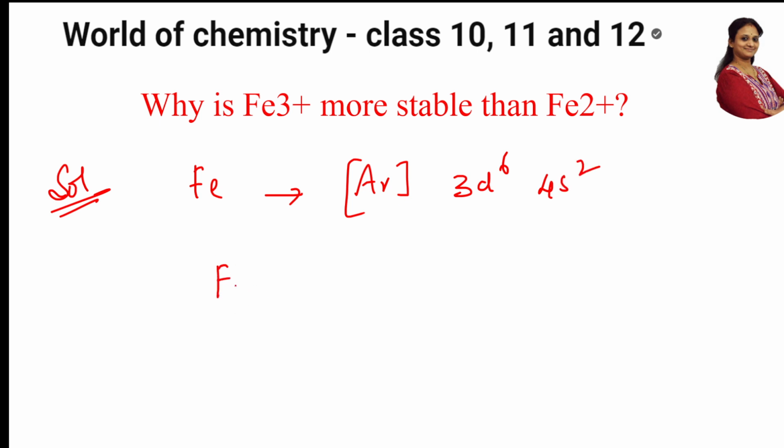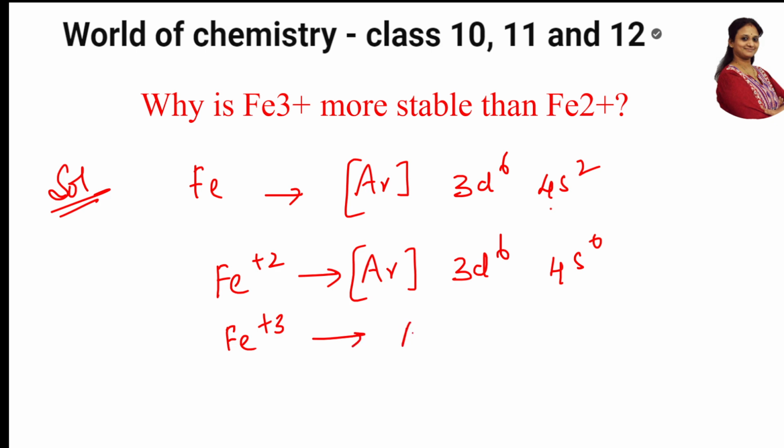In Fe2+, taking 2 electrons out, argon 3d6, you're taking out 2 electrons, 4s0. In Fe3+, what will happen? You're going to remove one more electron. This becomes 3d5, and tell me, Fe3+ is half filled.